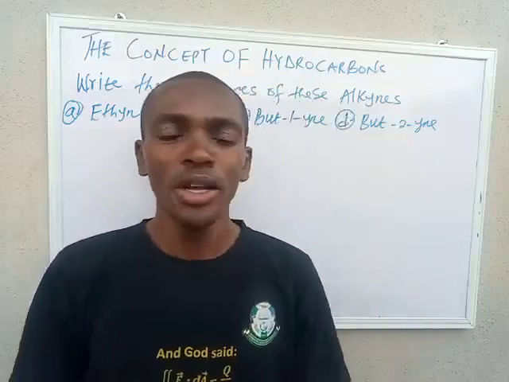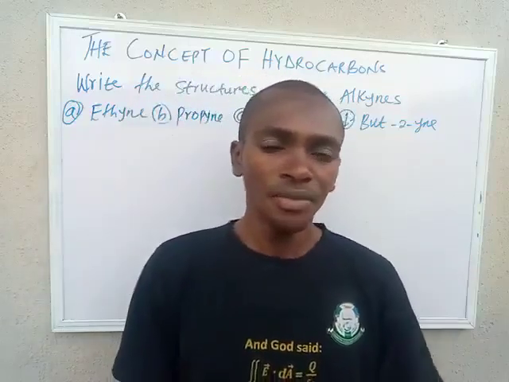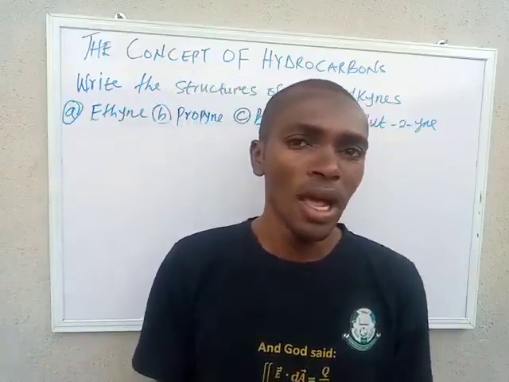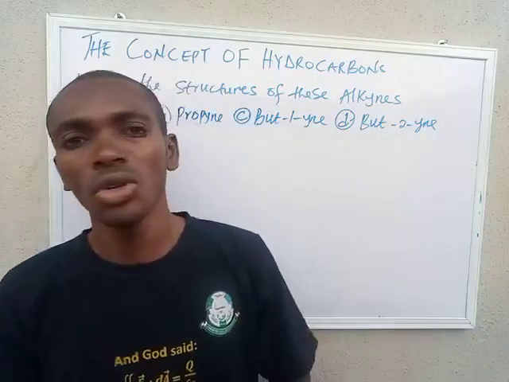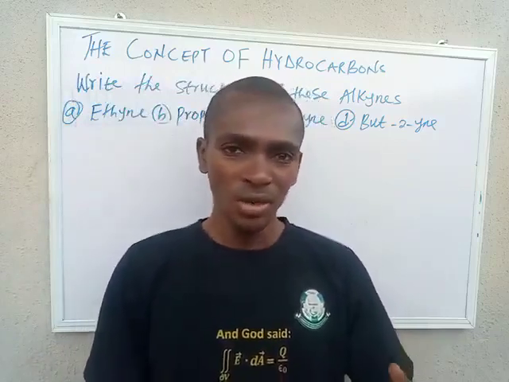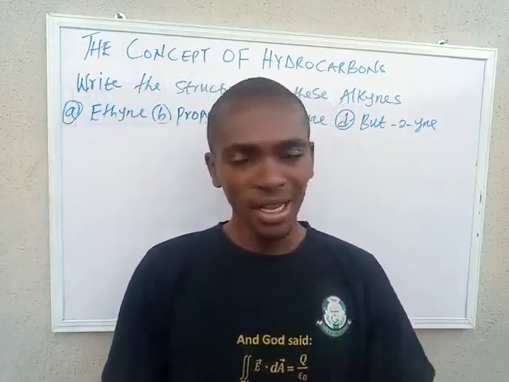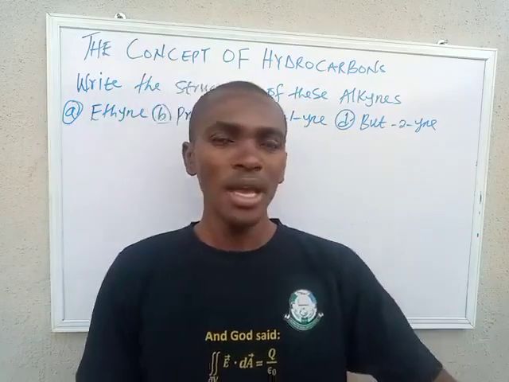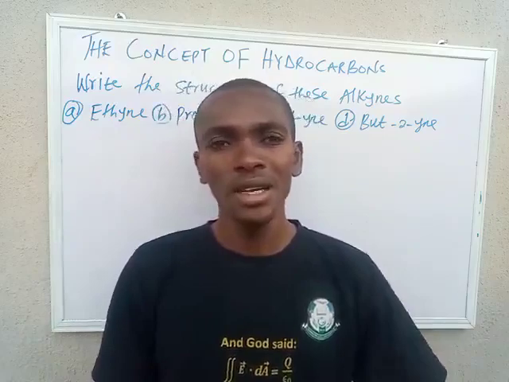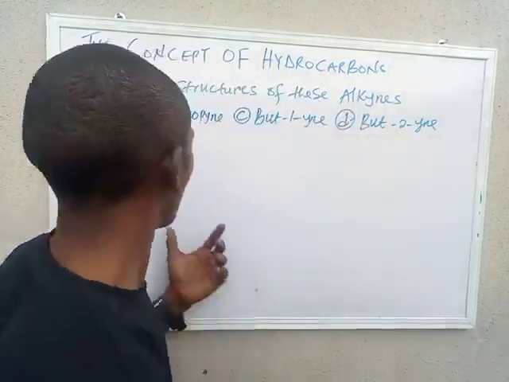I'm going to be showing us how to write the structures of the alkynes. The alkynes are unsaturated, meaning they have a triple bond. And we said anytime you are writing the structure of any of the hydrocarbons, either that of the alkenes and the alkynes, always compare your molecular formula with that of the alkanes. Now let's begin to solve this question.